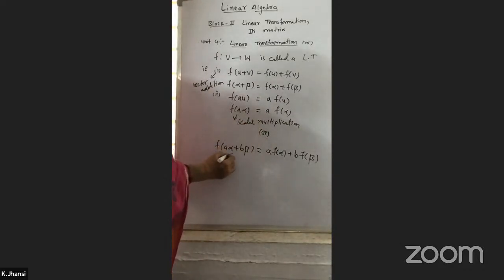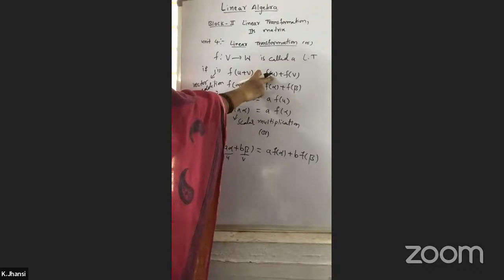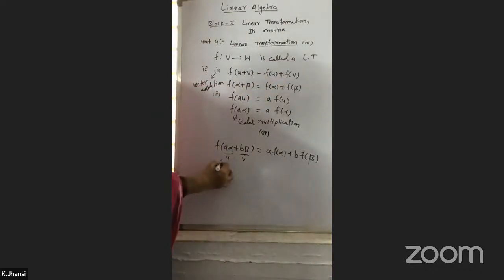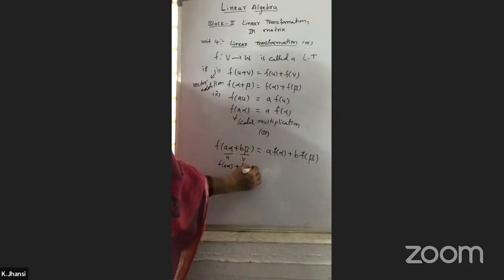That is, this whole thing is u and this whole thing is v. Now what do we have? f of u plus v. So how is it defined? f of u plus f of v. That means f of alpha plus f of beta.